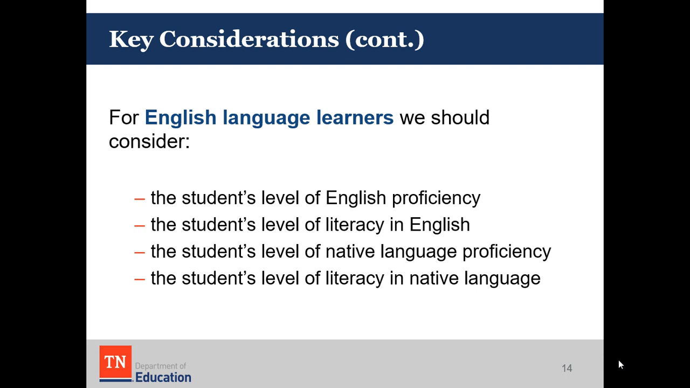For English learners, we should consider the student's level of English proficiency and the student's level of literacy in English. We also must consider the student's level of native language proficiency and the student's level of literacy in native language. For example, if we have an English learner who is not proficient in his native language, a word-to-word dictionary would not provide the English learner with access because he is not proficient in his native language. So we have to consider both native language proficiency and English proficiency.